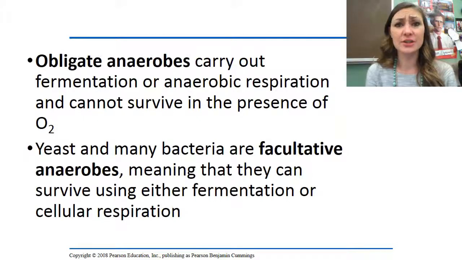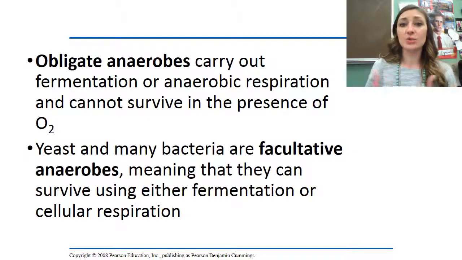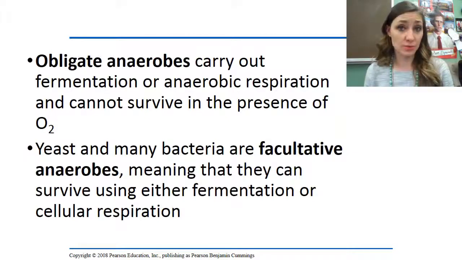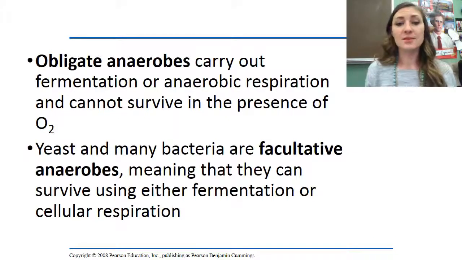Yeast and some other bacteria are what we call facultative anaerobes, and these guys can survive using either fermentation without oxygen present, or if oxygen is present, they can switch over and go through cellular respiration to get their energy. So they tend to have the best of both worlds.